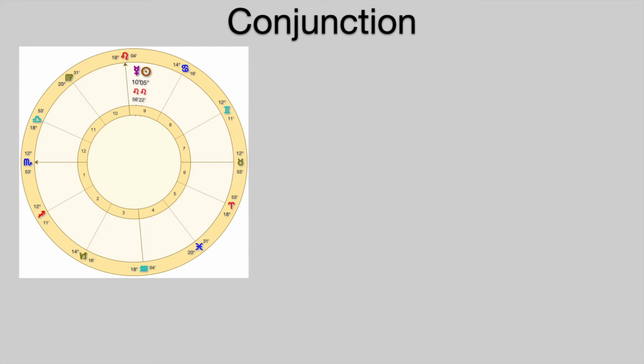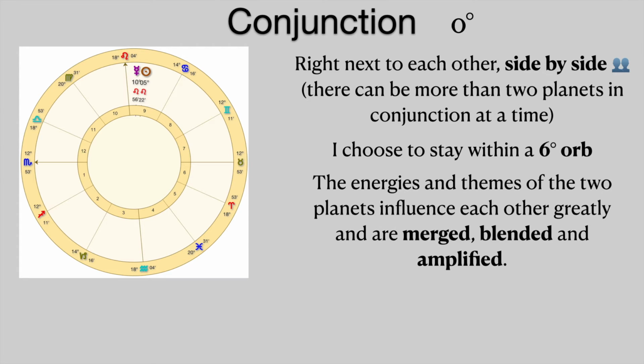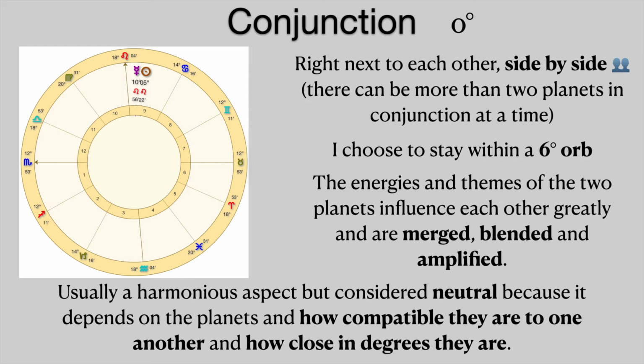So first up we have the conjunction at 0 degrees. This is when they are right next to each other, side by side. There can be more than 2 planets in conjunction at a time. I choose to stay within a 6-degree orb personally. The energies and themes of the 2 planets influence each other greatly and are merged, blended, and amplified. This is usually a harmonious aspect, but considered neutral because it depends on the planets and how compatible they are to one another and how close in degrees they are.